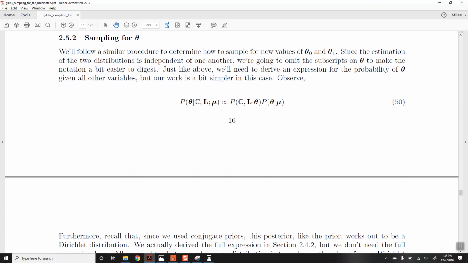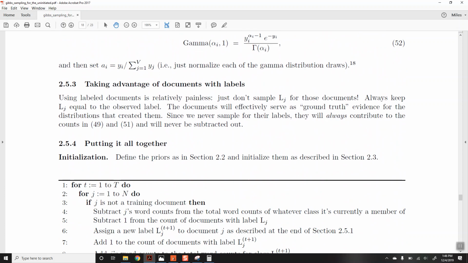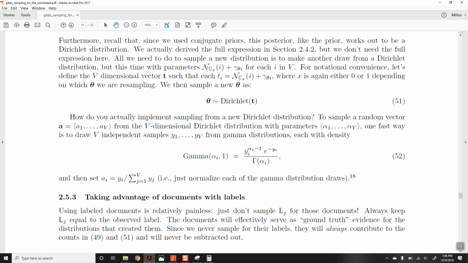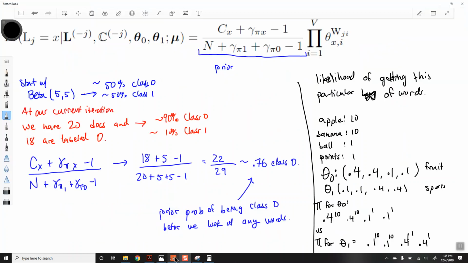So how do we sample our theta? Well, again, just using Bayes' rule and ignoring the denominator, we can say it's going to be proportional to basically the numerator part. Okay, and then this theta is going to come from a Dirichlet distribution, right? So what is the Dirichlet distribution? It's very similar to the beta distribution.